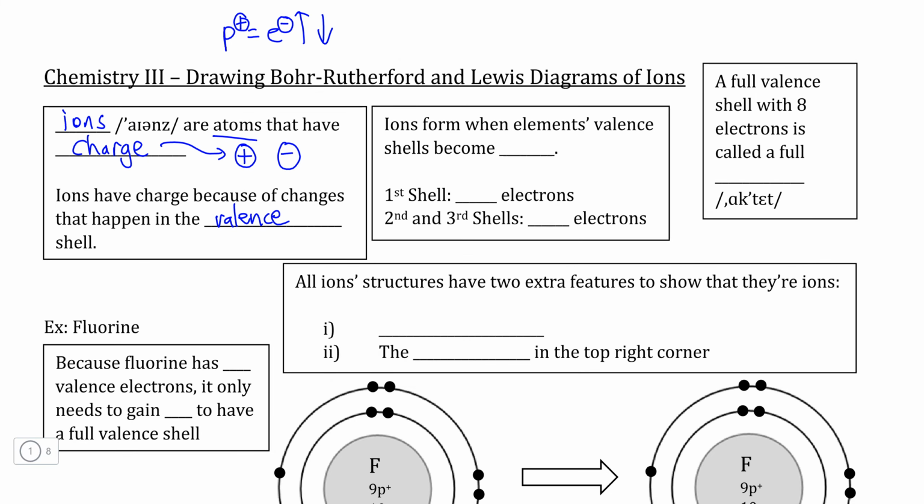Now, the way that ions form, specifically the changes that occur in the valence shell to make an ion form, occur when the electrons in the valence shell become full. So what we mean by full is that the outermost shell has the maximum number of electrons that is available. So if we're dealing with small elements like hydrogen and helium that only have a first shell, an ion forms when that first shell has two electrons.